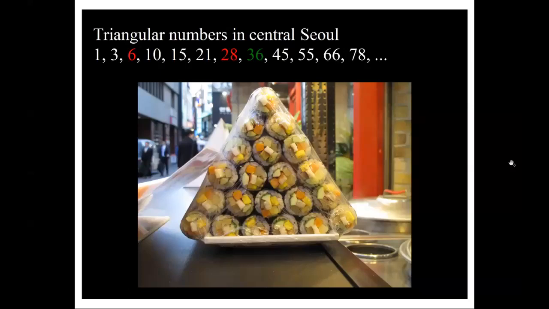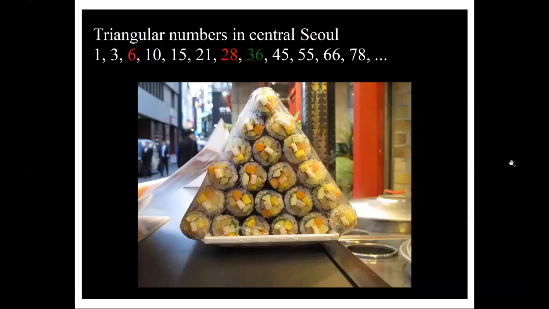By the way, the reason I've colored the 6 and the 28 is because they're both perfect numbers. And it turns out that perfect numbers always appear in triangular numbers in this list. The number 6 is called a perfect number because if you take all the factors of 6, 1, 2, and 3, not including 6, and add them up, you get 6, 1 plus 2 plus 3. The number 28 is perfect because if you take all the factors, not including 28, and add them up, you get 28, 1 plus 2 plus 4 plus 7 plus 14.